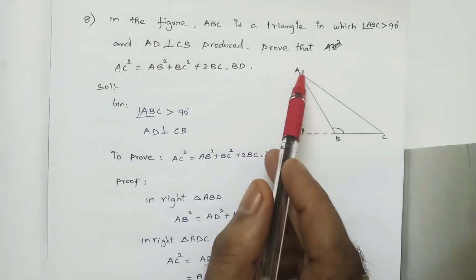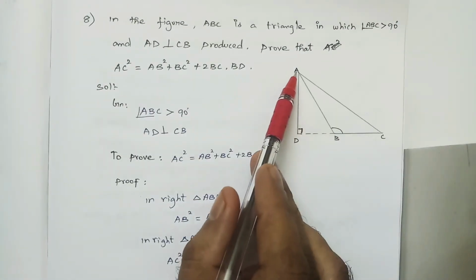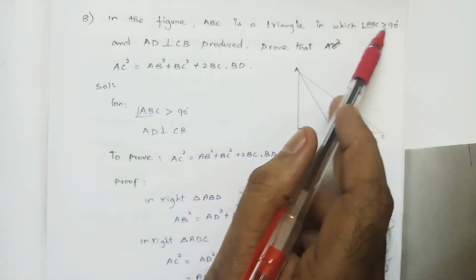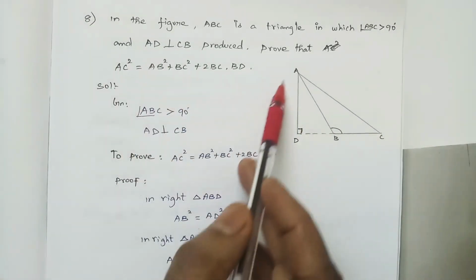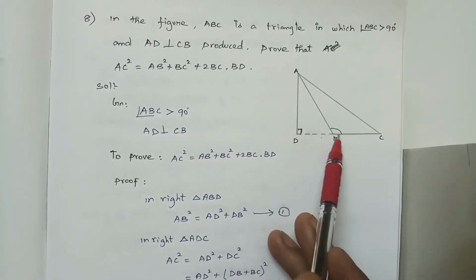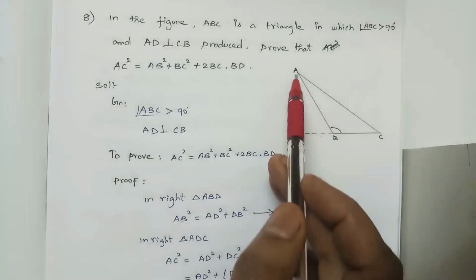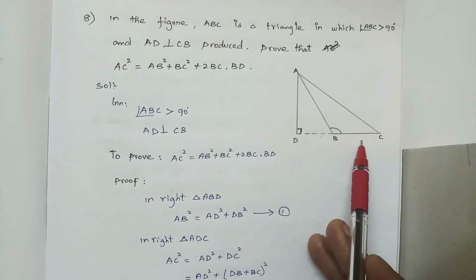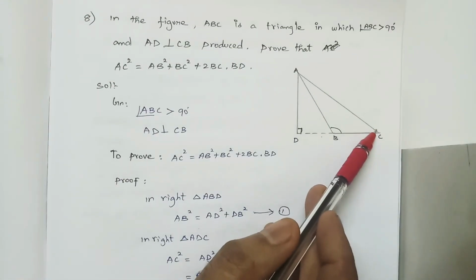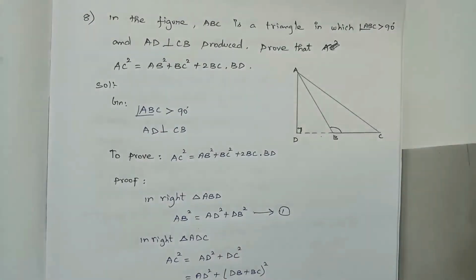In the figure, ABC is a triangle in which angle ABC is more than 90 degrees. That is an obtuse angle, right? More than 90 degrees, obtuse angle, and AD perpendicular to CB produced. That's very important. Produced means they are extending the line BC, right? And we are getting that AD is perpendicular to BC, CB or BC. Prove that AC square is equal to AB square plus BC square plus 2BC dot BD, right?